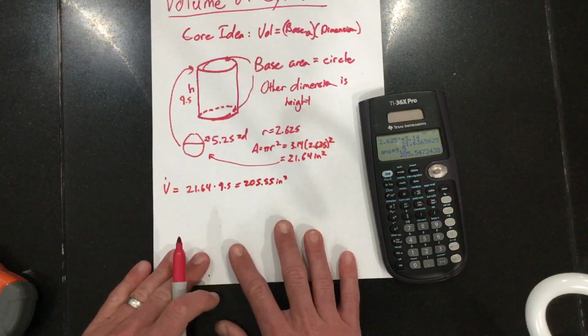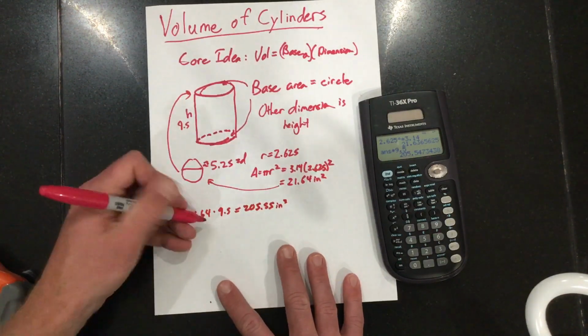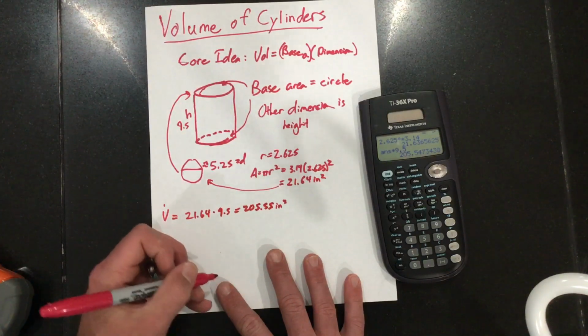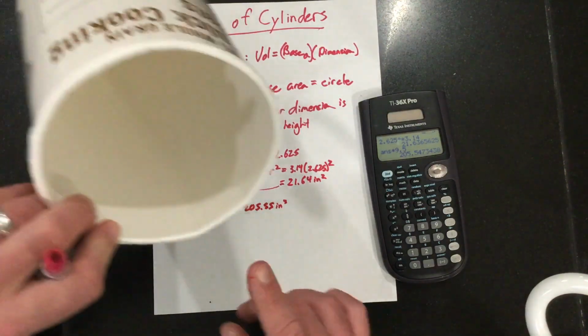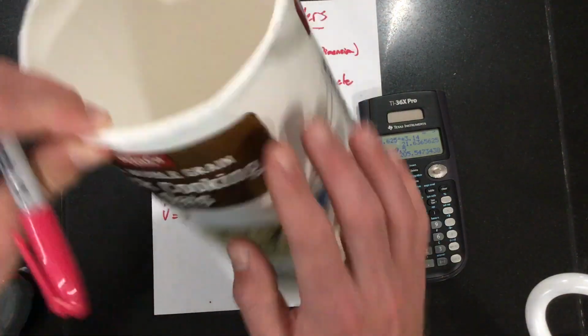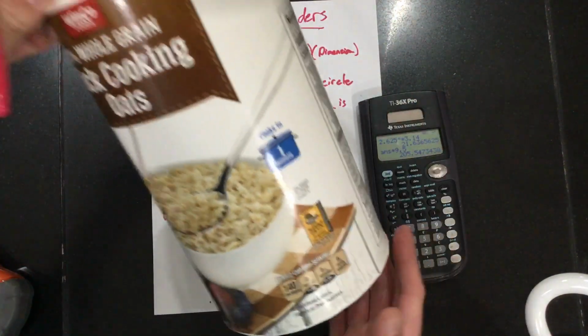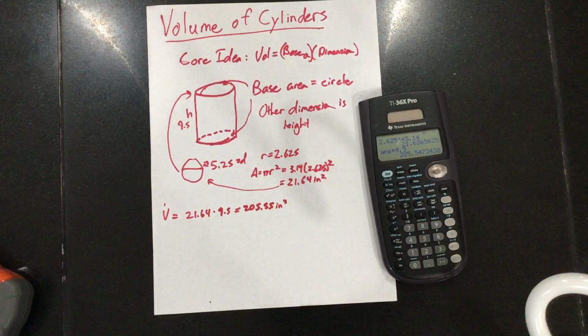And keep in mind, all we did to find our volume for the cylinder was to use that core idea: base area times a third dimension. We found the base area of this, and then we found the height, multiplied them together, and there we go. We have the volume.